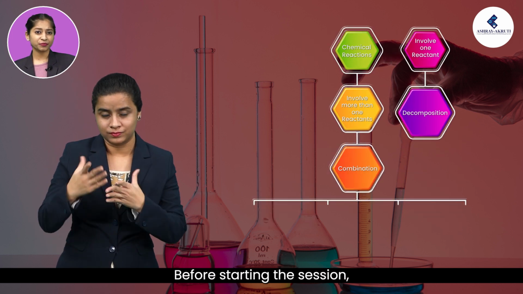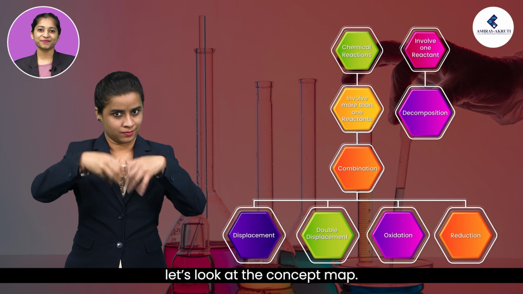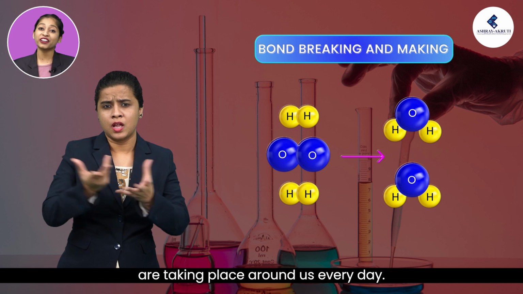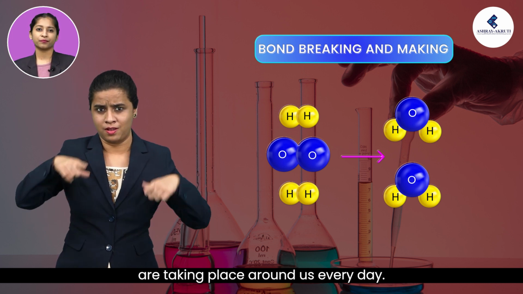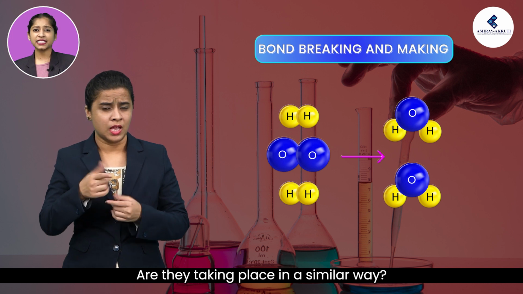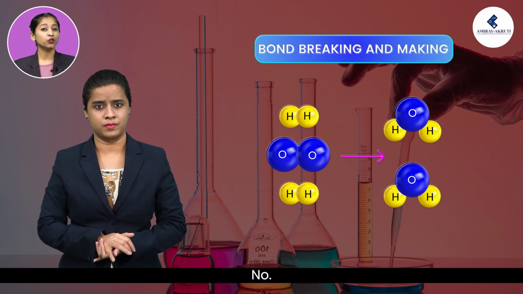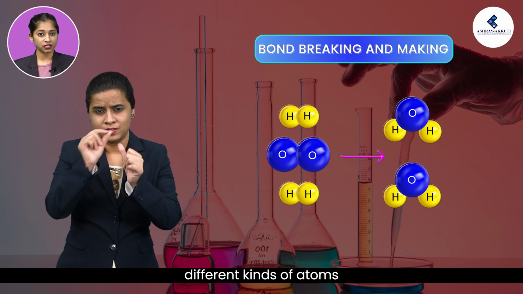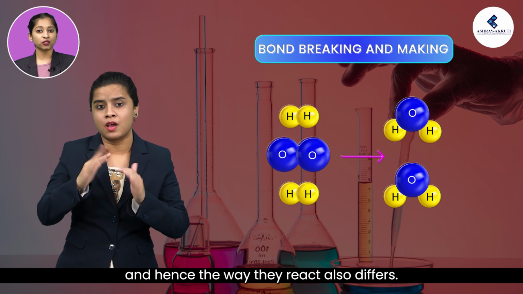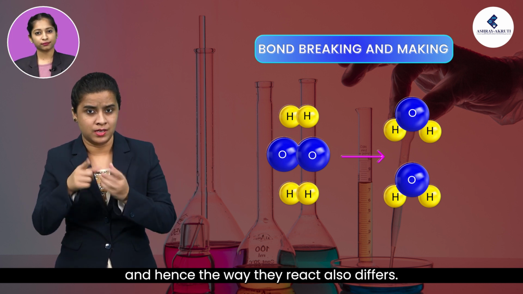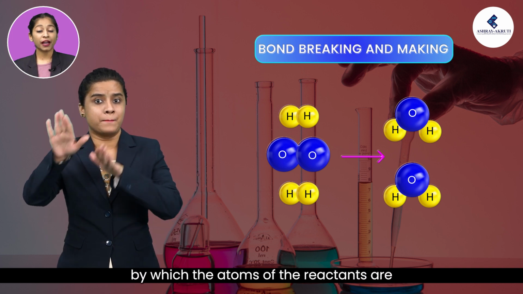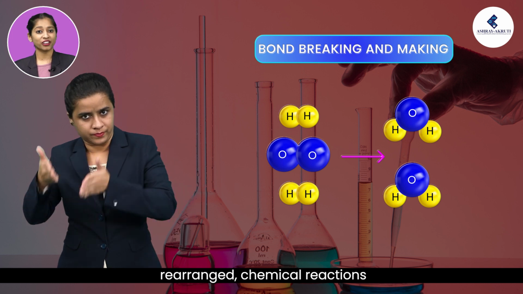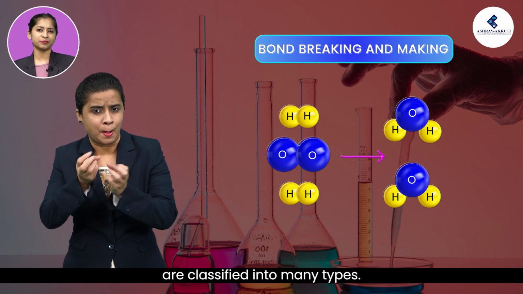Before starting the session, let's look at the concept map. A large number of chemical reactions are taking place around us every day. Are they taking place in a similar way? No. Each reaction involves different kinds of atoms and hence the way they react also differs. Based on the manner by which the atoms of the reactants are rearranged, chemical reactions are classified into many types.